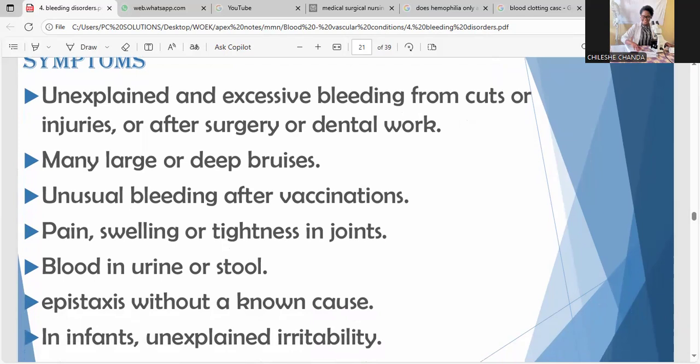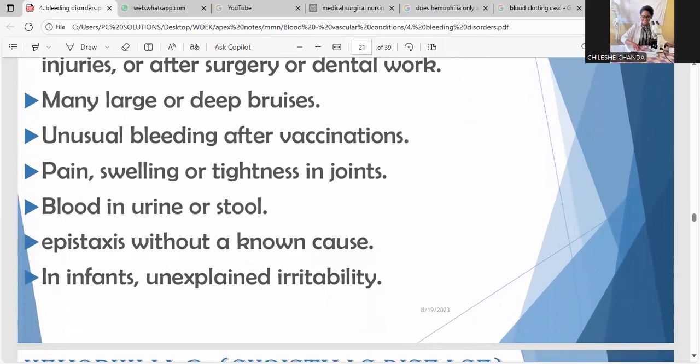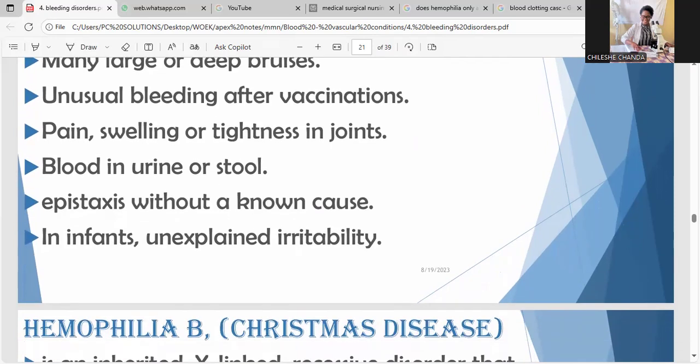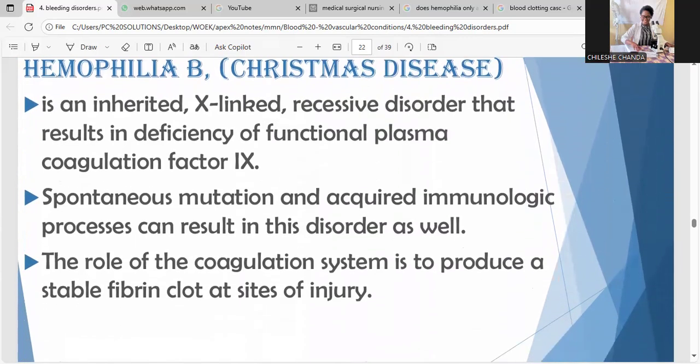They'll be experiencing pain, swelling, and tightness in the joints. They will notice blood in stool or in urine. They will have unexplained nosebleeds. If the patient is a child, there will be unexplainable irritability. So that is it about hemophilia A.